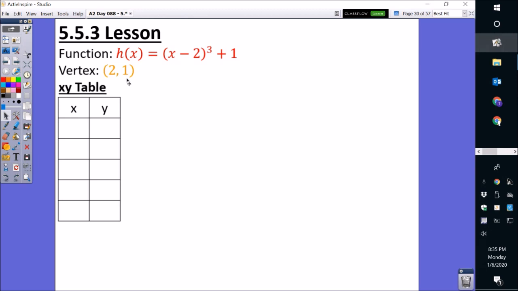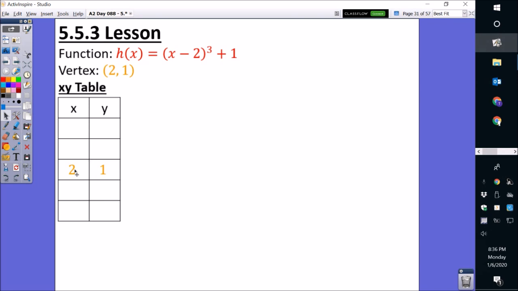Once you identify the vertex, you put it in the center, in the middle of your xy table. So 2 for x and then 1 for y. Now, what's different between cubic and quadratic or absolute value is that we would have 3 rows for those, but in this case, we actually have 5 rows. That means we're going to have to find 5 points, but since you found the vertex, you just have to do the work for 4 points.